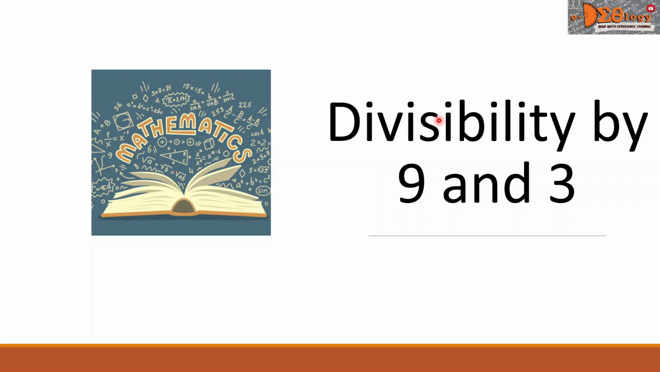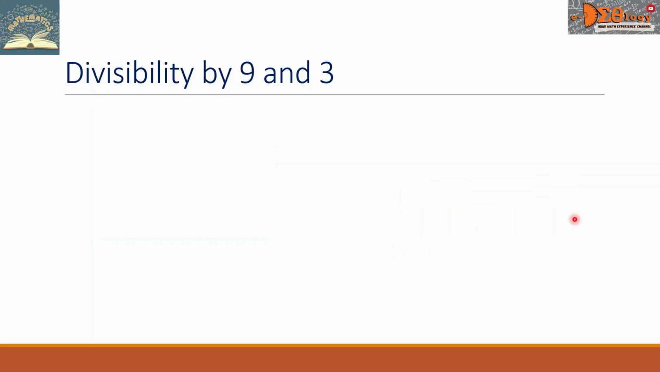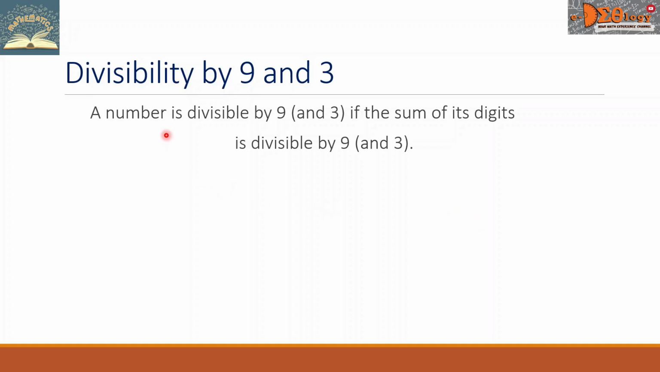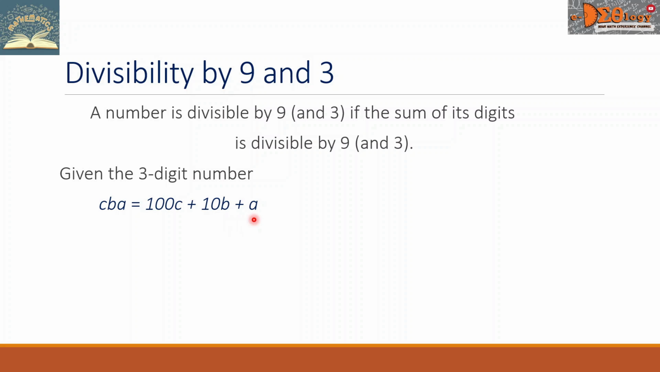Today we're going to study divisibility by 9 and 3. A number is divisible by 9 and 3 if the sum of its digits is divisible by 9 and 3. Let's say we have a 3-digit number, say CBA. We can show the general form of this number as 100C plus 10B plus A.